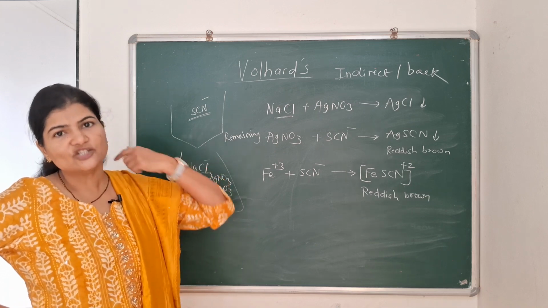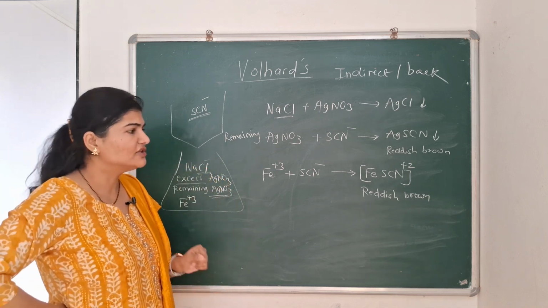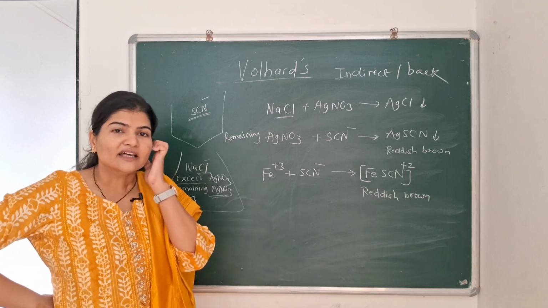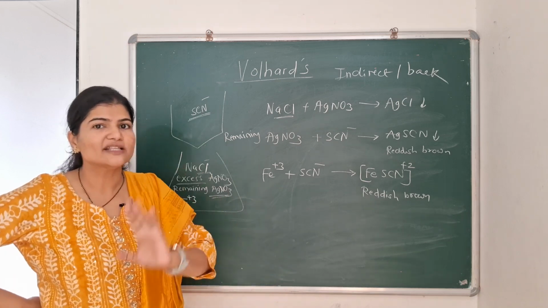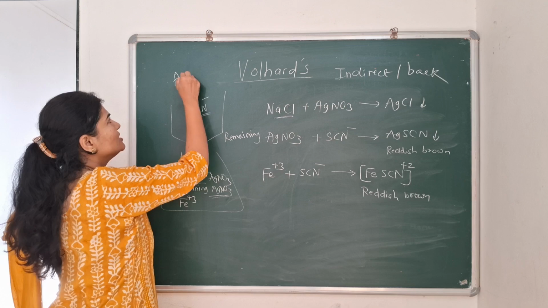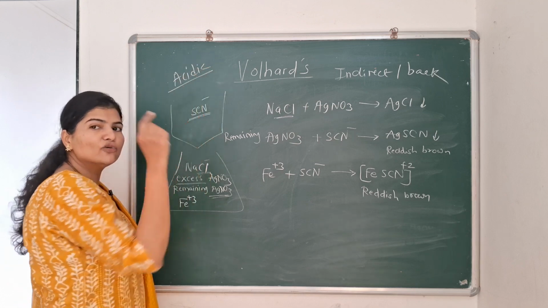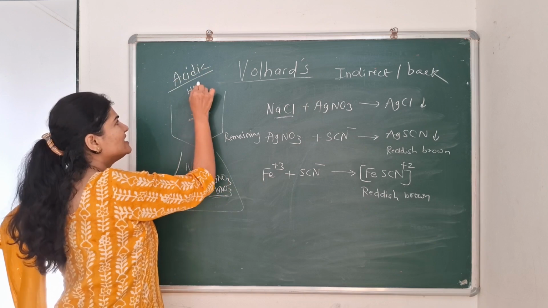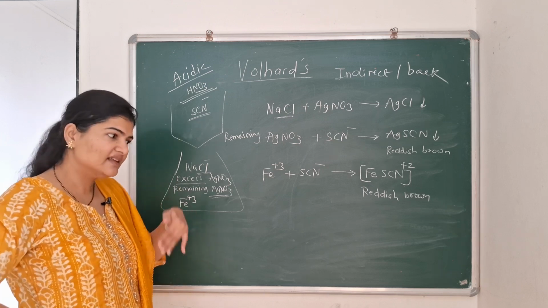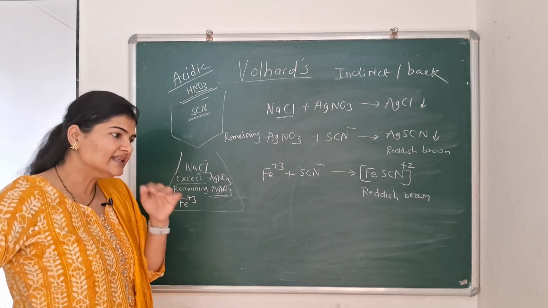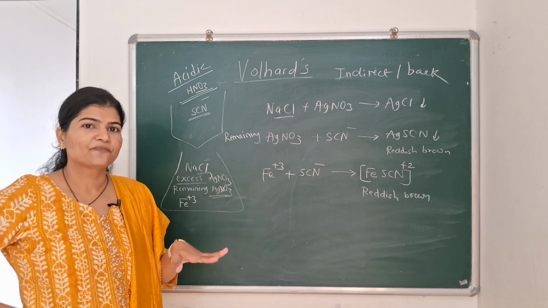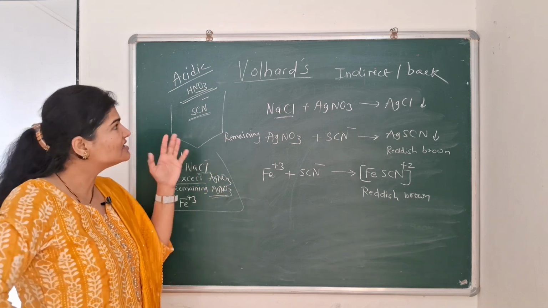Now it is very essential to discuss a few points related to this. In Volhard's method, as we said, in Mohr's method the reaction is carried out in neutral to slightly basic medium. But in case of Volhard's method, the reaction is carried out in acidic medium. And how are we going to achieve it? We will be adding free nitric acid during the titration, which will maintain the acidic level. Now I can easily carry out the reactions of chloride, bromide, iodides as well as thiocyanates using Volhard's method.